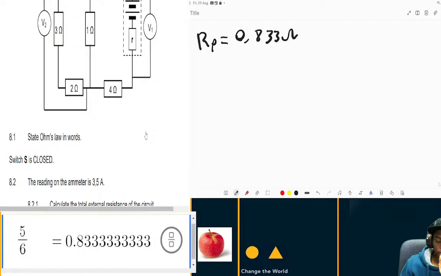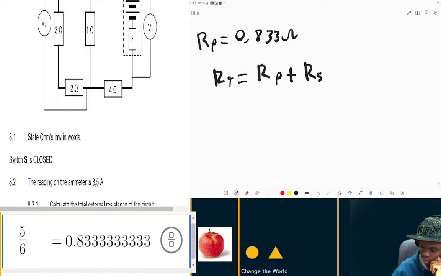So now that you've calculated that, you know that this is not the final answer, because this is only the resistance for the 3 ohm, 2 ohm, and 1 ohm. So we still need to include the 4 ohm. If we check, after we calculate the resistors in parallel, the 4 ohm resistor is connected in series, not parallel. So the R total will be R parallel plus the one in series.